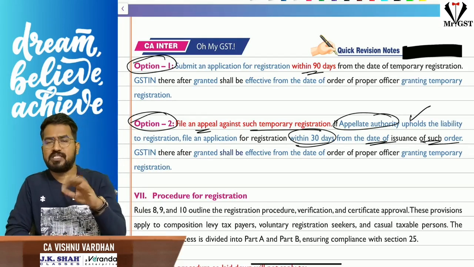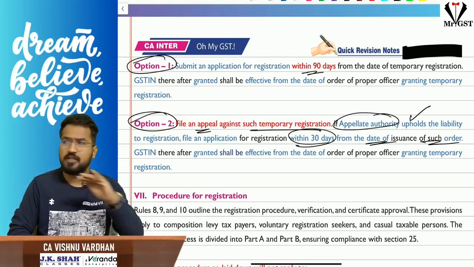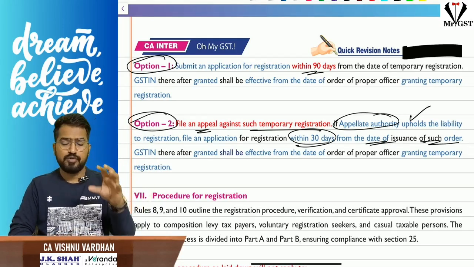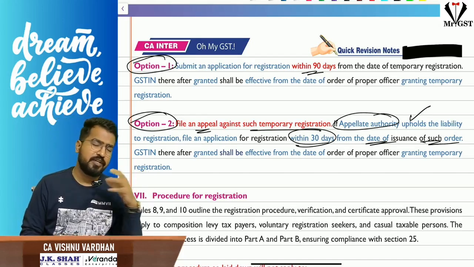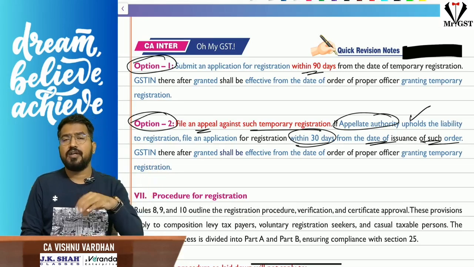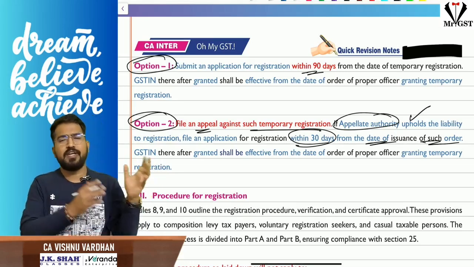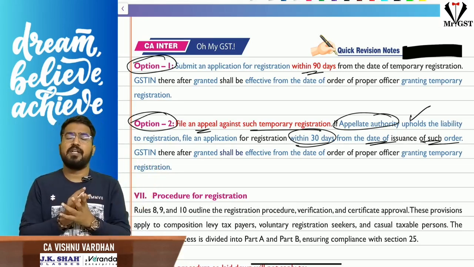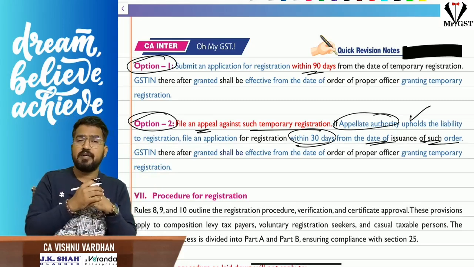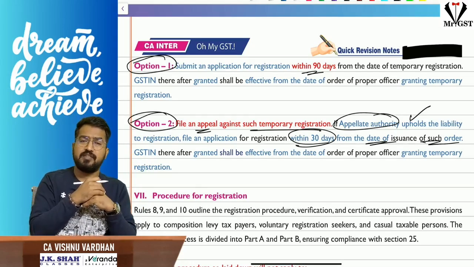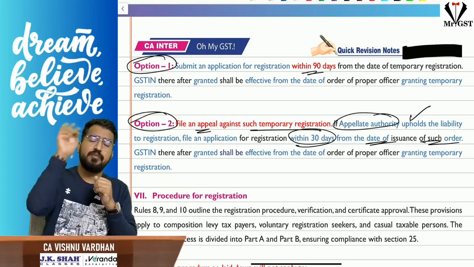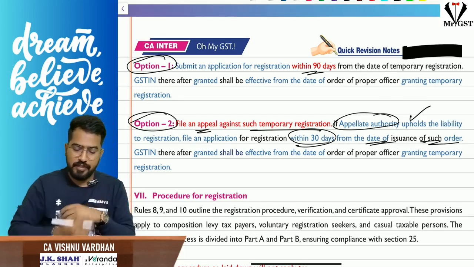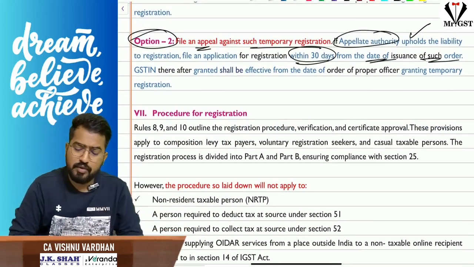I repeat, suo motu registration: the proper officer feels that you are liable for registration but have not taken the registration. So what should you do? Once the temporary registration is granted, within 90 days make an application, submit all the relevant documents and get the registration done. Or if you feel this is not the correct order, go for an appeal. And in the appeal also, if the appellate authority gives the order in favor of the department itself, then please submit the balance documents whatever are required within 30 days from the date of order by the appellate authority. Okay, that is with respect to the second option.